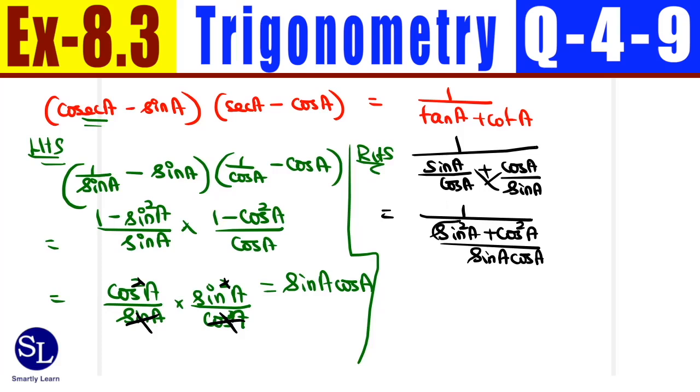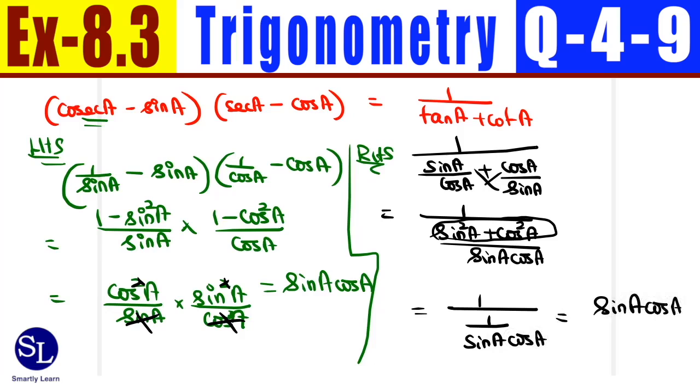Now we know that sin squared A plus cos squared A is equal to 1. So this will simplify as 1 divided by (1 by sin A cos A). So this on rearranging is simply equal to sin A cos A. So we see that the LHS is equal to RHS. So we can declare it's hence proved. You can give an equation number for this as 1 and 2 and say from equation 1 and 2 we are able to prove the given identity.